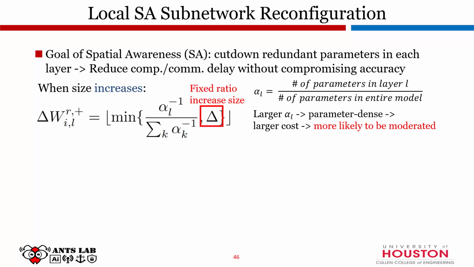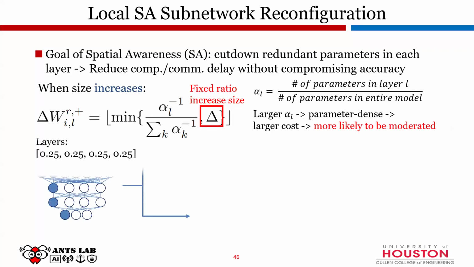So if I have a larger alpha, that means this layer is more parameter dense, and therefore it's going to cost a larger cost in terms of the transmission. So these layers are more likely to be moderated. Let's give an example through the figure.